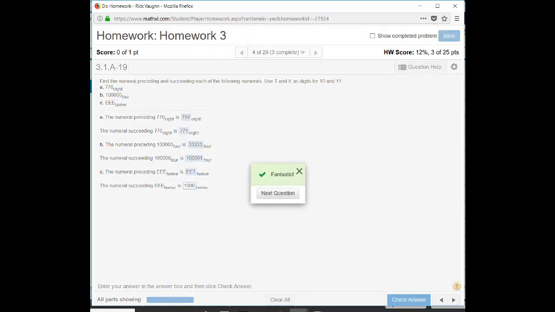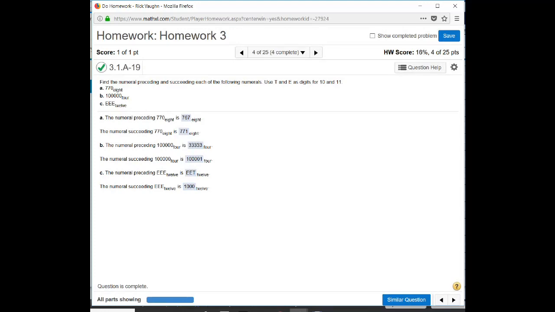All right. Well, I think that's been a good introduction to the idea of preceding and succeeding, this idea of alternative base systems, and we touched a little bit on the Roman numeration system.